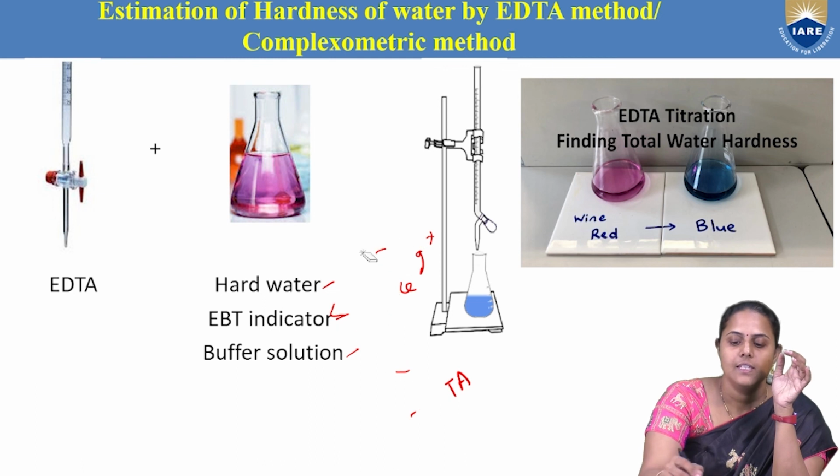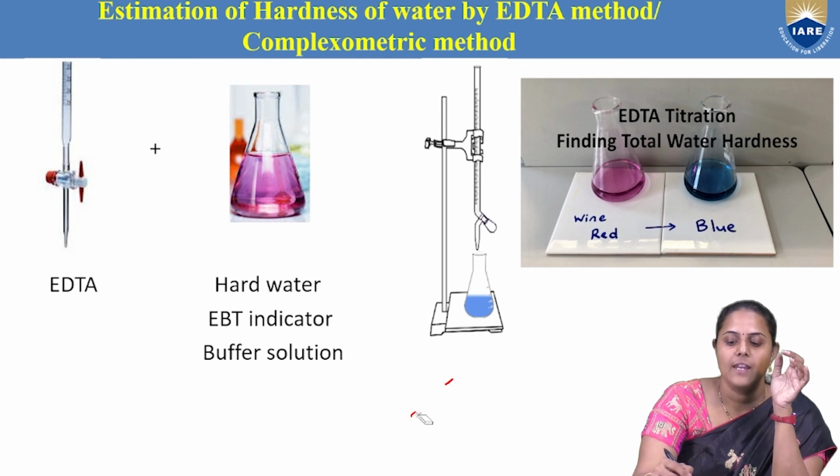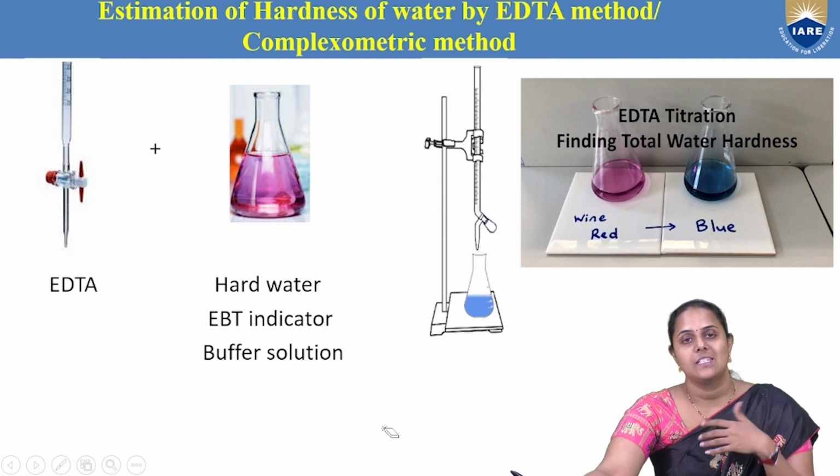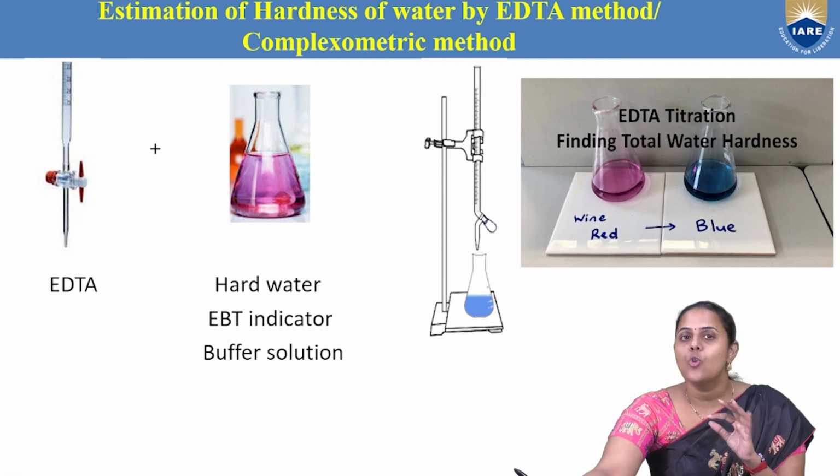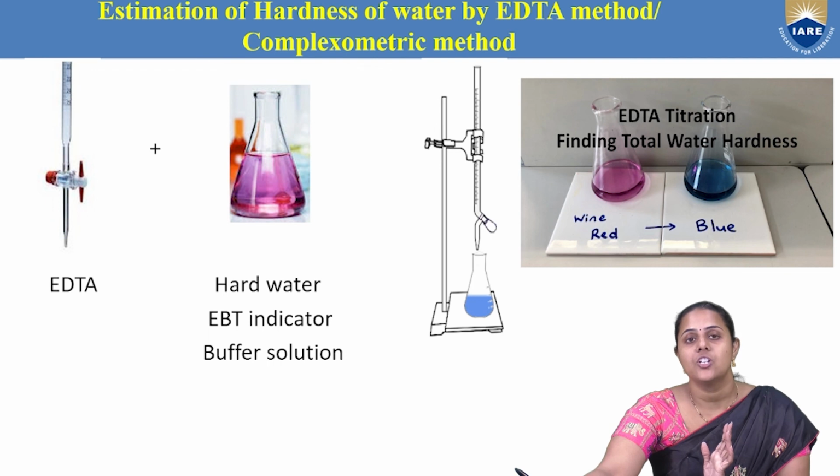This is a simple procedure to estimate the hardness of water by the EDTA method. It got the name EDTA method because EDTA is the main reagent used in this titration. Or complexometric method, because this type of volumetric titration comes under the category of complexometric titrations. That's why it is also called complexometric titration.